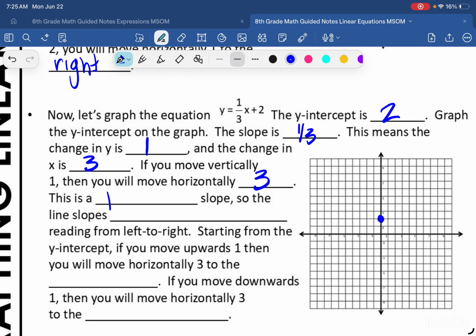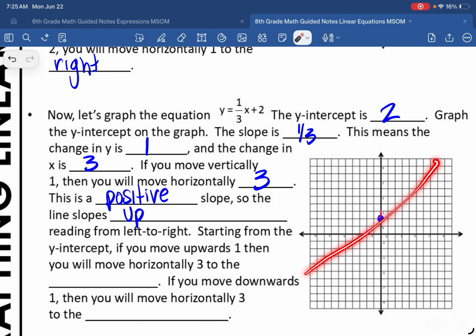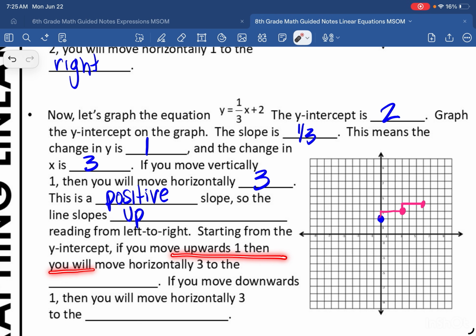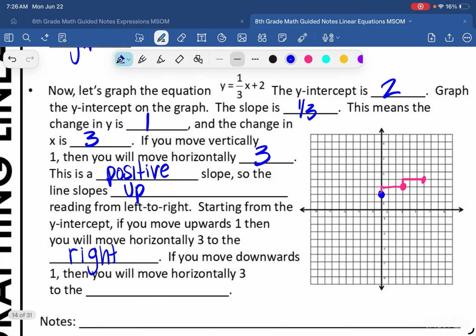This is a positive slope, so the line slopes up, reading from left to right. Starting from the y-intercept, if you move upwards 1, then you will move horizontally 3. So I want my line to be going this direction, right? I want it to be going up. So if I'm going up 1, I'm going to go to the right 3 to make it go that way. Up 1 to the right 3. So it asks me, if I move upwards 1, then you will move horizontally 3 to the right. And if I'm moving down 1, I'm going to go to the left 3 to get that same slope.